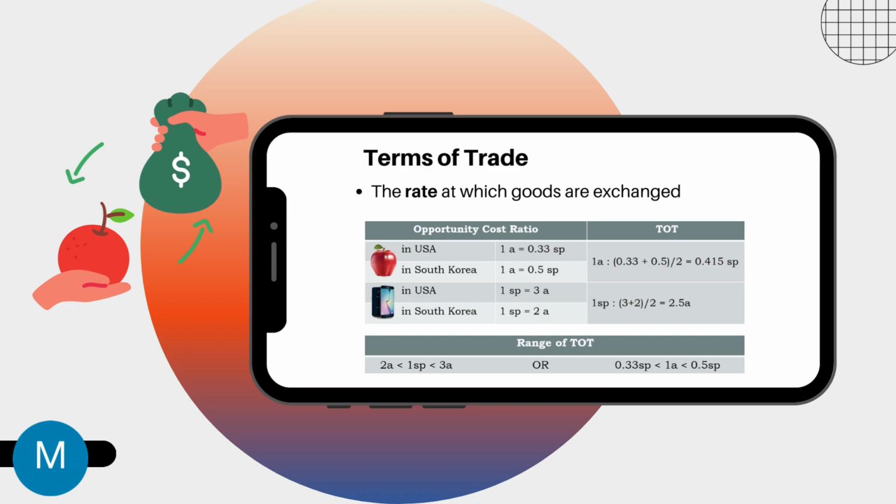This price, we call it terms of trade, TOT, the rate at which goods are exchanged. The calculation for TOT is to add up the opportunity cost of each product and divide by 2. Based on the calculation, the best rate to exchange for one Apple is 0.415 smartphone, but to exchange one smartphone, the best rate is 2.5 Apple. Of course, it is not necessary that countries must follow this fixed rate. Instead, they could use a range to allow them to exchange the goods. The range of TOT is found by using the highest and the lowest opportunity costs for each product.